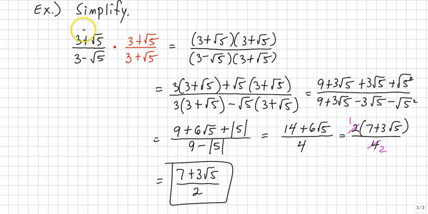So we took this fraction and we simplified it so that there's no square roots or radicals in the denominator. And we did that by using the conjugate. So this thing and this thing, those are conjugates.